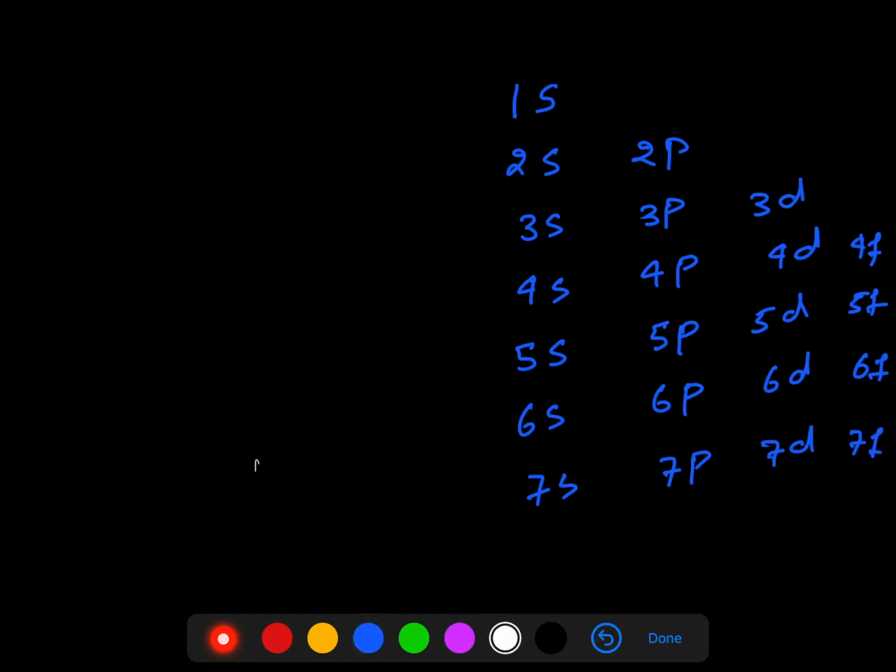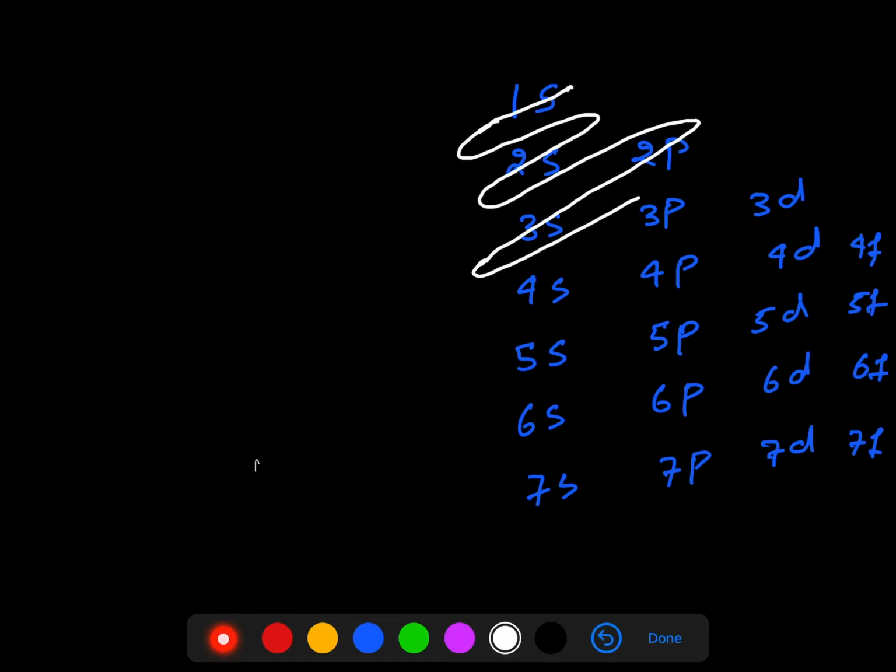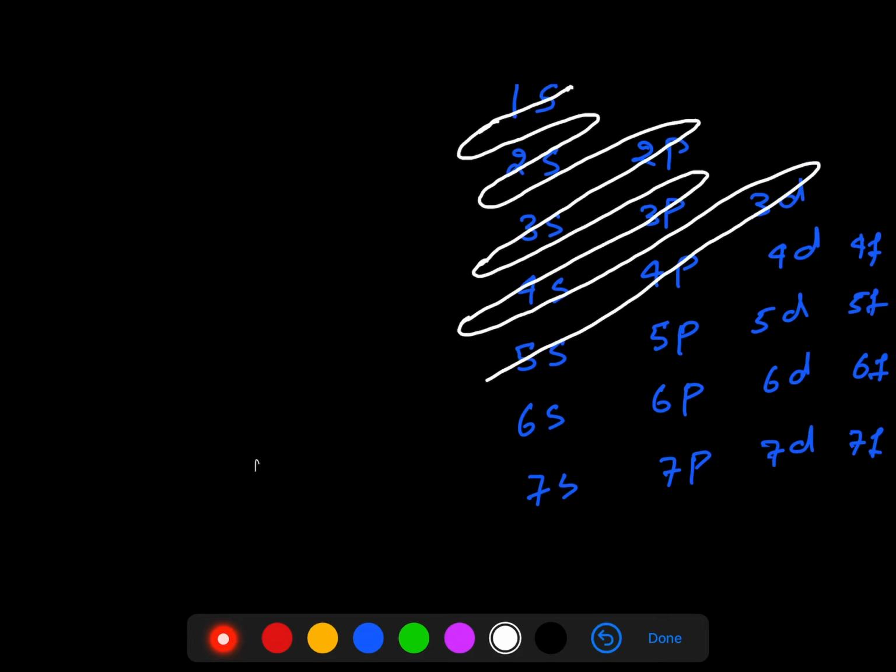Now you start drawing the arrow from here. 1s, then 2s, then 2p, then 3s, then 3p, then 4s, then 3d, 4p, then 5s. Then you similarly go like this. Just intersect them diagonally, right? So this is the order.